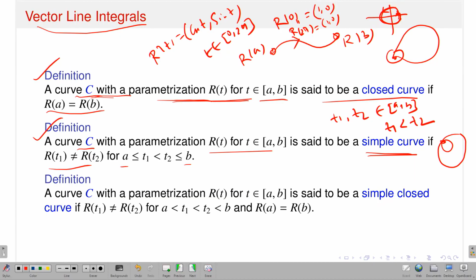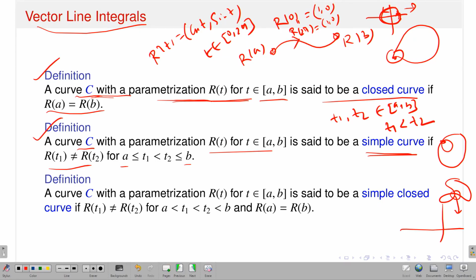So, for example, a circle has no cross. So this is actually a simple curve as well as it is closed, that means a simple closed curve. This is not simple. If I have a curve like this one, this is the disturbing point where you lose the injectivity of your capital R.